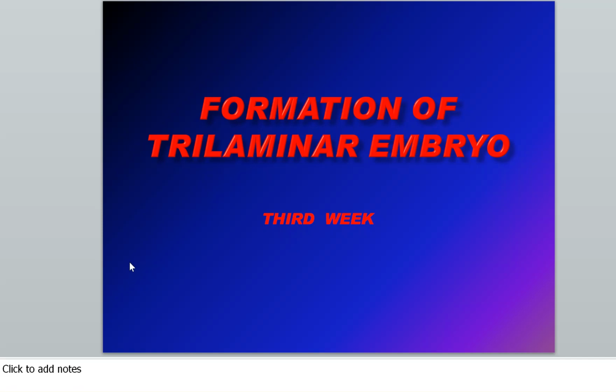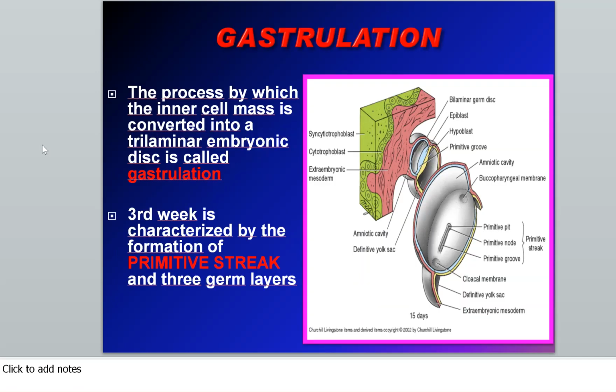The most important thing that happens in the third week of development is the formation of the trilaminar germ disc. This process happens by one important mechanism, whose name is gastrulation. Gastrulation is a process by which the inner cell mass is converted into a trilaminar embryonic disc. The most characteristic feature of gastrulation is the formation of a streak on the surface of the epiblast layer.